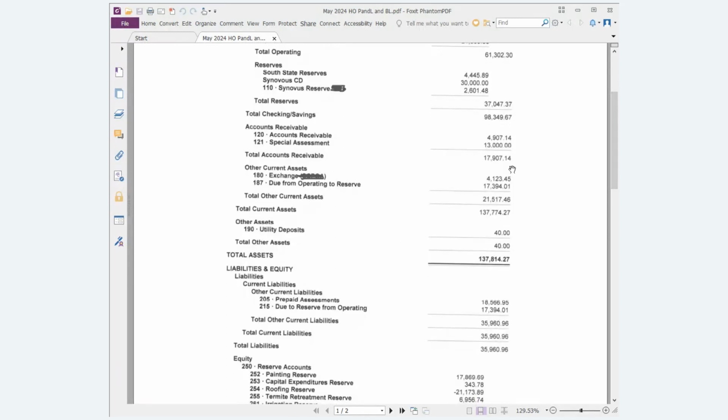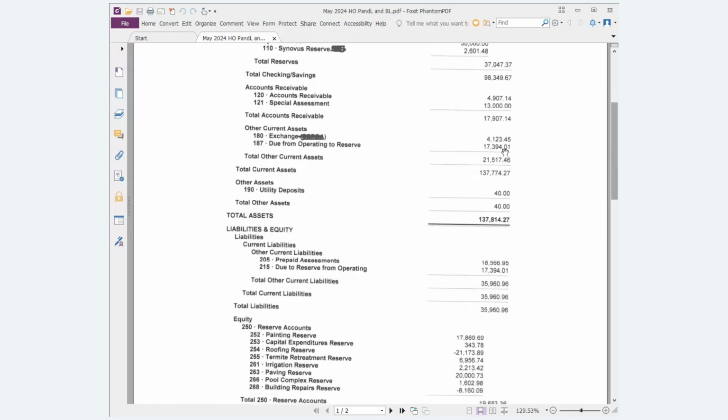So for a total of $17,907 of accounts receivable. And then other current assets. This is a little bit unique. The exchange account. This particular HOA is part of a larger POA. And so like a homeowner would in an HOA, they'd file an ARC report when they're doing something. This HOA has to file an ARC form, not a report, an ARC form with the overarching POA and accompany it with a deposit. So that's what this is. This is a deposit for a roof replacement.